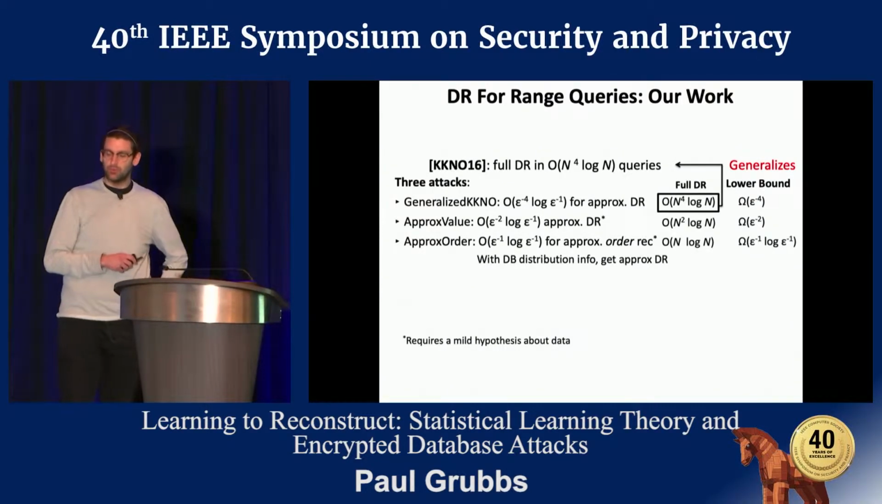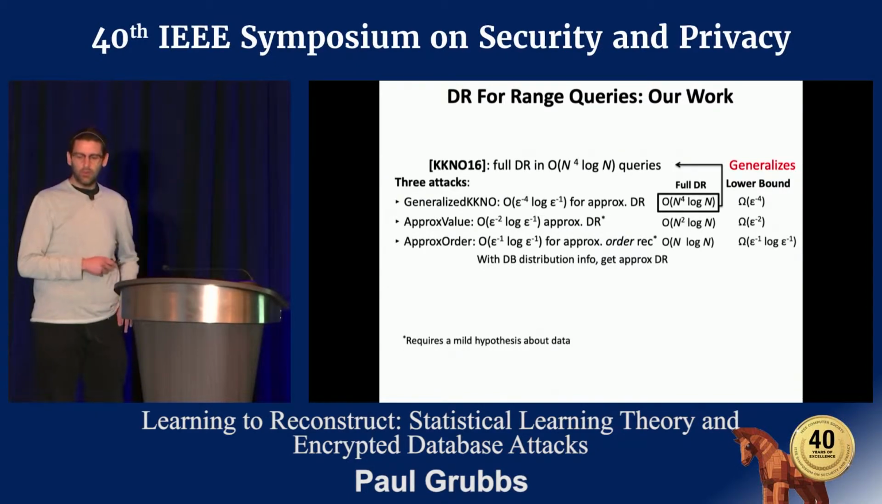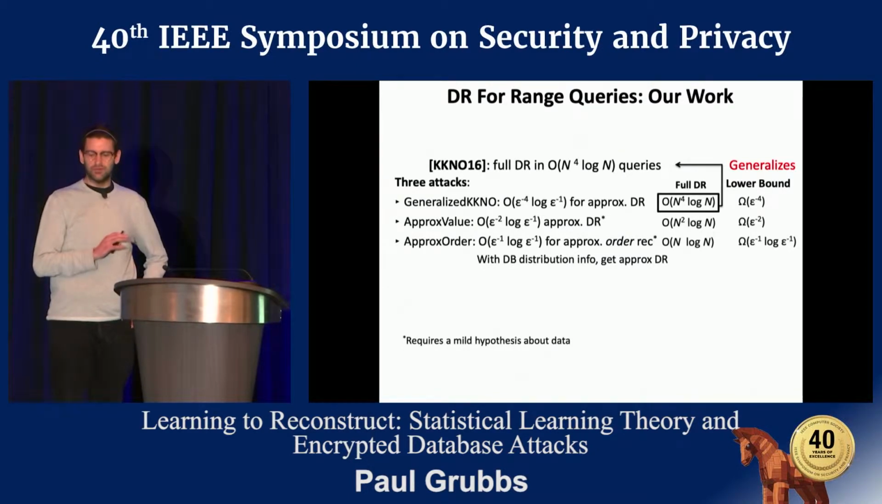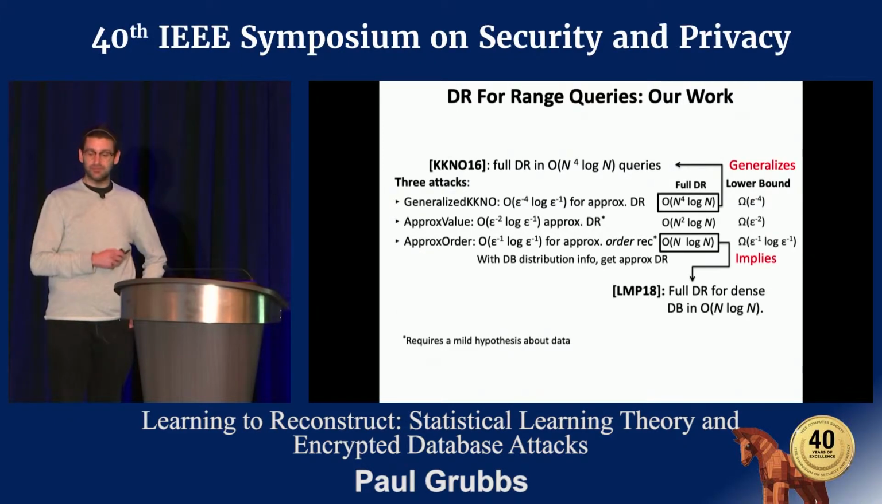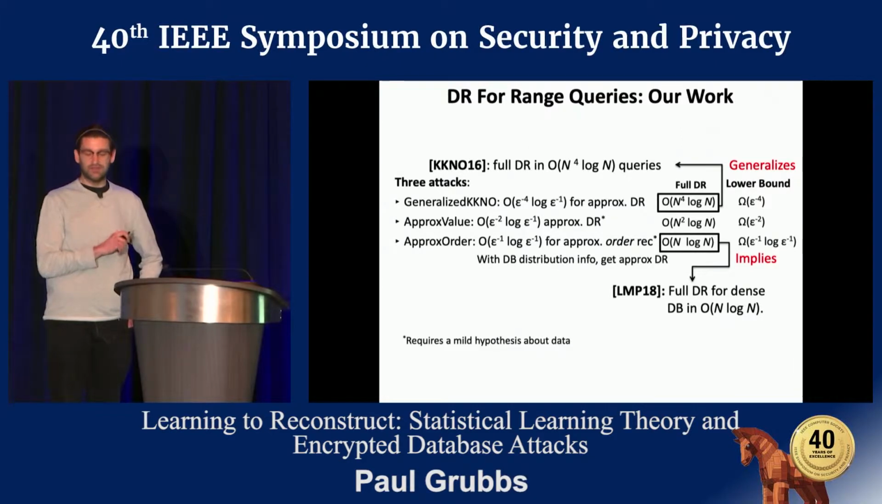Last, we show the approximate order attack. This attack is somewhat different than the first 2. Its goal is approximate order reconstruction, or revealing the order of pairs of records in the database, except for pairs whose values are less than epsilon apart. In the paper, we show that with a distribution on the database, you can use approximate order reconstruction to get approximate database reconstruction. Additionally, because if the database is dense, approximate order reconstruction immediately implies database reconstruction, this attack implies a result equivalent to Lacharité et al.'s main attack from Oakland last year.